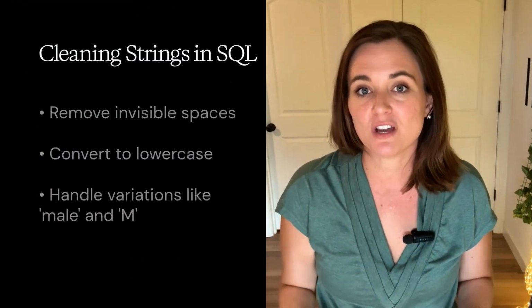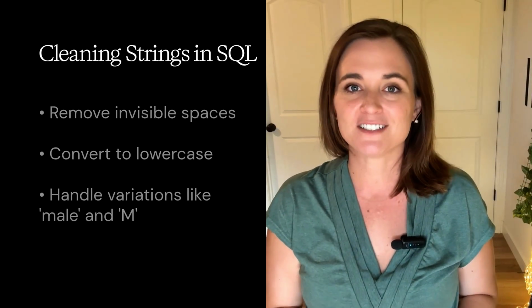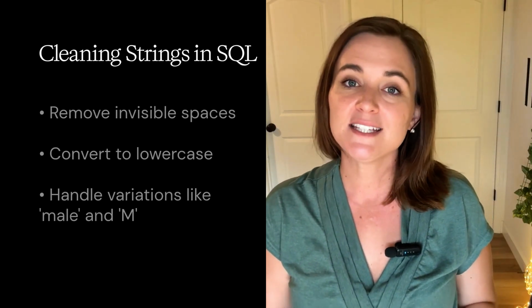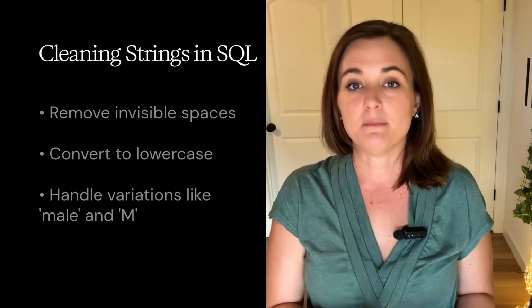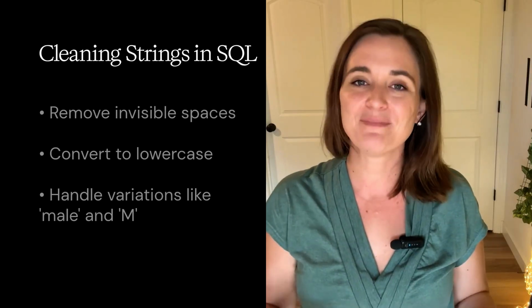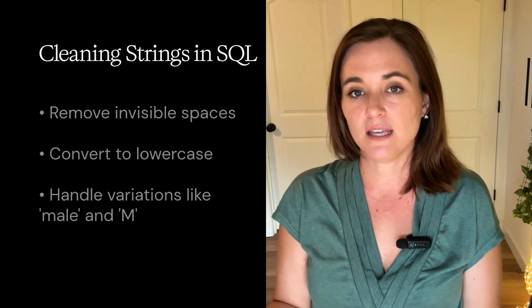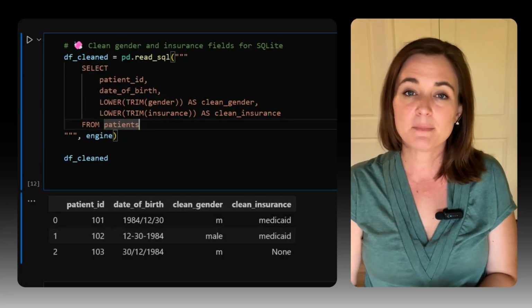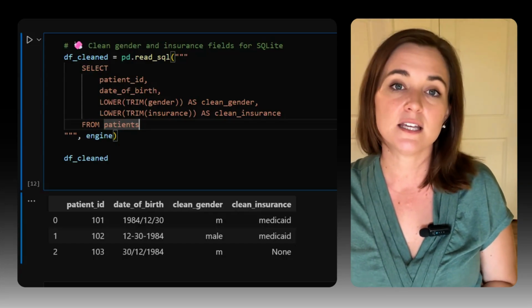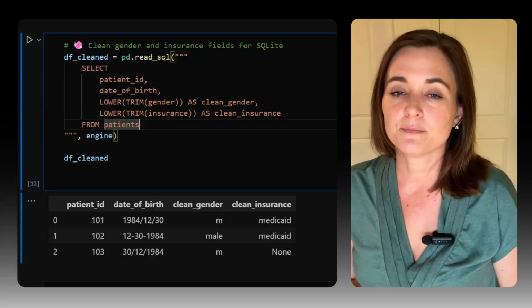Let's break that down. Trim is removing invisible junk, extra spaces at the start or end of a word. You'd be shocked at how often data looks clean but has hidden space characters. Lower is putting everything into lowercase so that Medicaid, medicaid, and MEDICAID become identical. That gives us clean lowercase values like lowercase m and medicaid. But it's not perfect yet because male is still showing up in full text and m is technically different from male. So next we bring in Python to help.